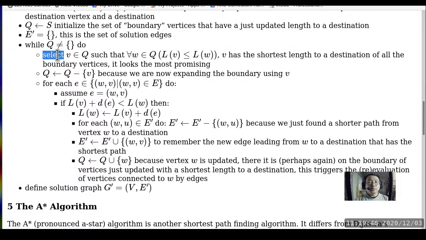The first thing we do is to look at all the elements in Q, and we want to find one so that it has the least L value. In other words, we're looking at the one that has the shortest distance to a destination, and we go like, okay, amongst all of the vertices in Q, you are the one that is the closest to a destination, so I'm going to start with you because I want to consider other vertices going through this particular vertex V to get to a destination.